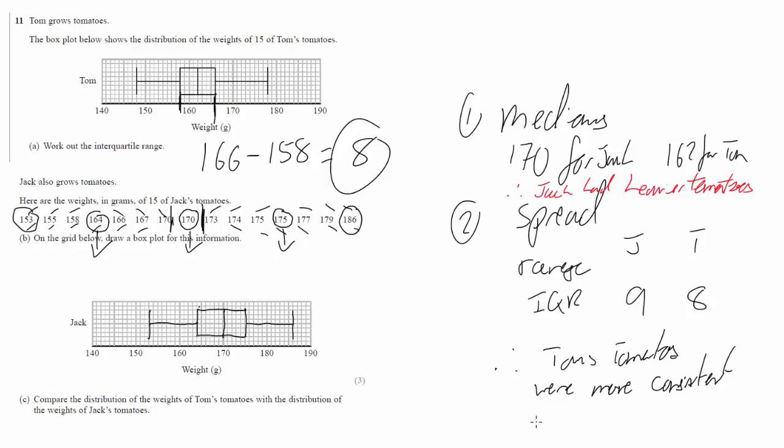Now you'll notice the consistency in weight doesn't matter whether they're smaller or heavier, it's just they are more consistent. That's what the smaller interquartile range means. It means you don't move around from your median weight as much.